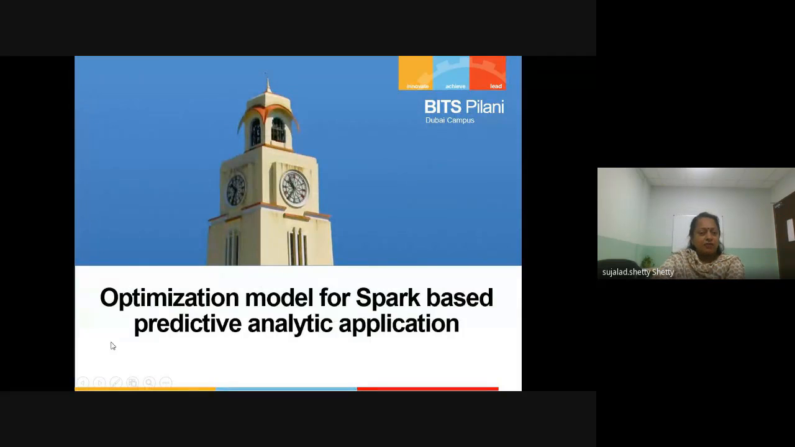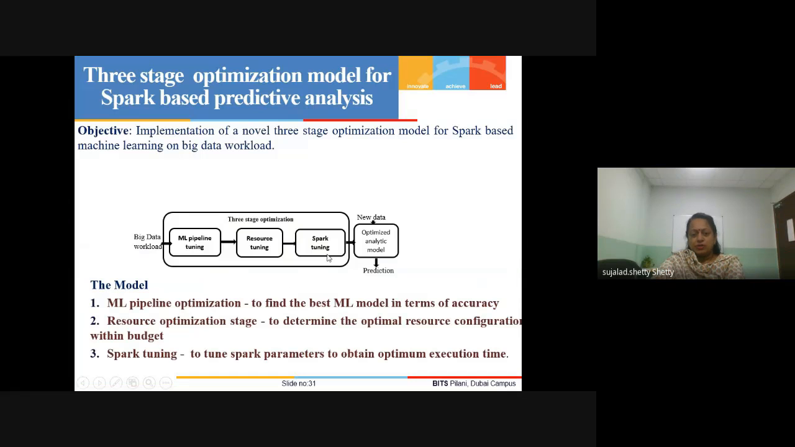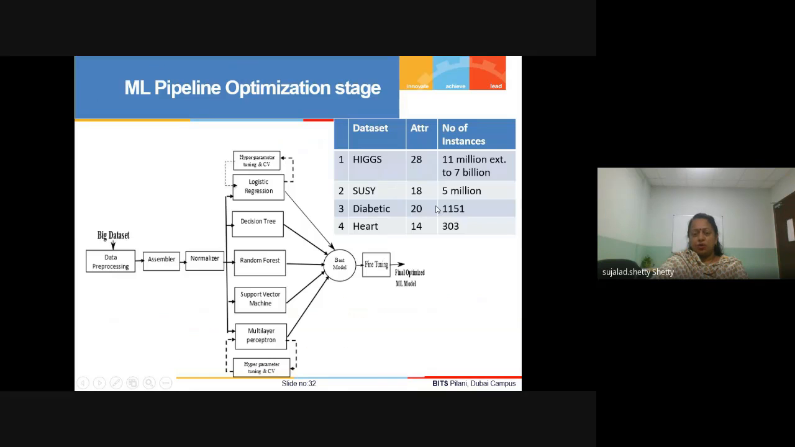The next thing we have here is an optimization model for a Spark-based predictive analytics application. In this case, we optimized the Spark platform. This is the model that is developed: you have a machine learning pipeline, we do some fine tuning, and then an optimized model is obtained. We'll just see what exactly this means.